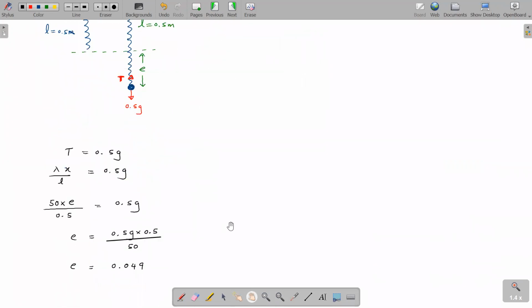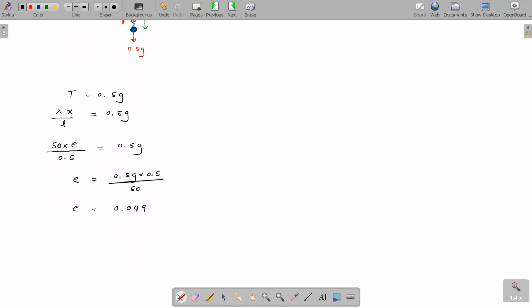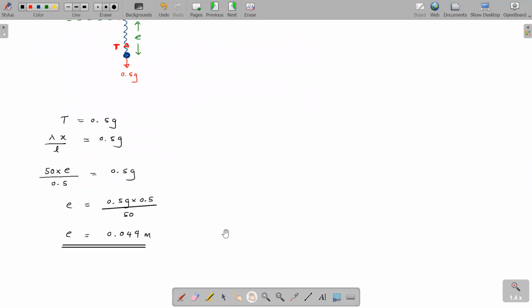They're asking us to calculate the extension of the spring. So this is the extension of the spring, 0.049 meters. Is this clear? Okay, so we'll move on to the next part.